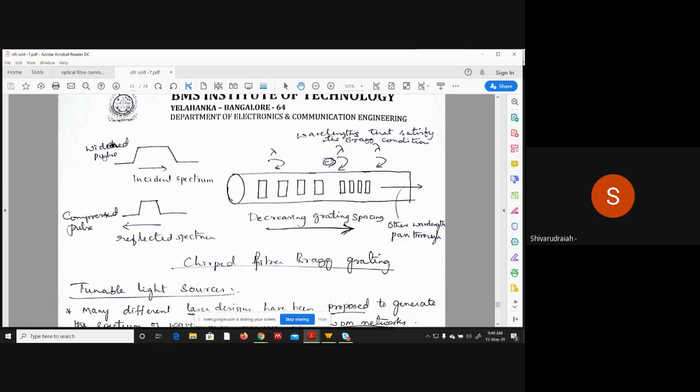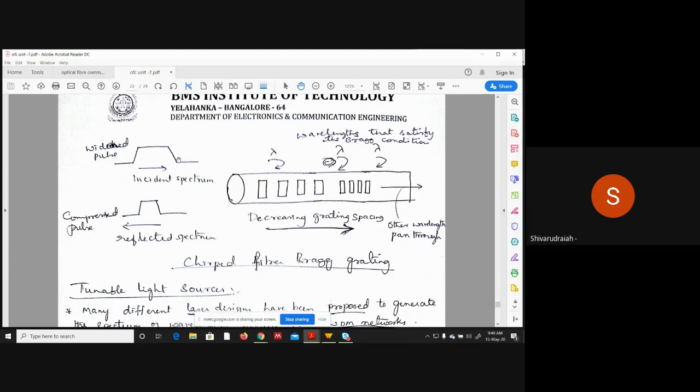So you have a widened pulse. A widened pulse indicates it's a pulse which has propagated for a certain length of the fiber and has undergone pulse broadening. Okay, so this widened pulse is incident on a chirped fiber Bragg grating. Here this pulse is allowed to pass inside the chirped fiber grating, where the decreasing grating spacing as well as the structures are being maintained here, right?